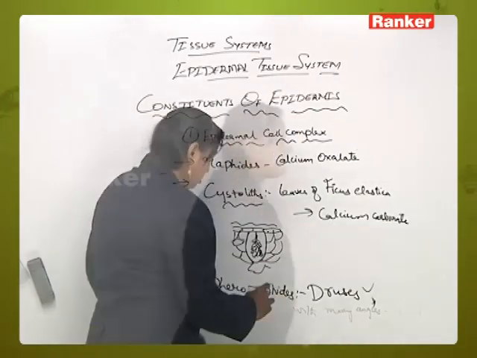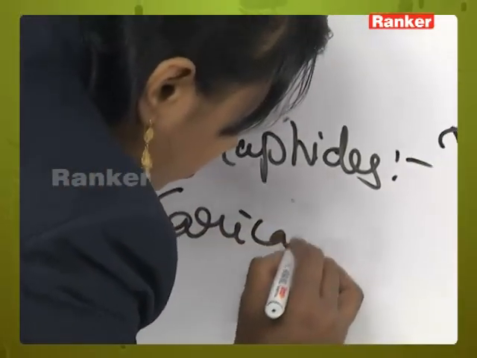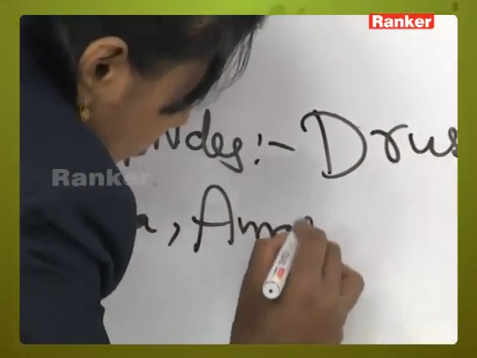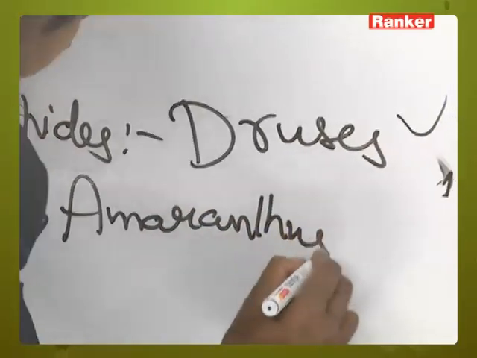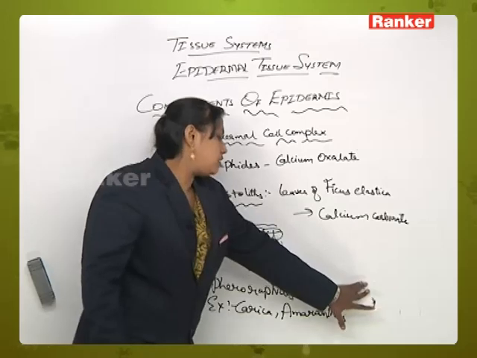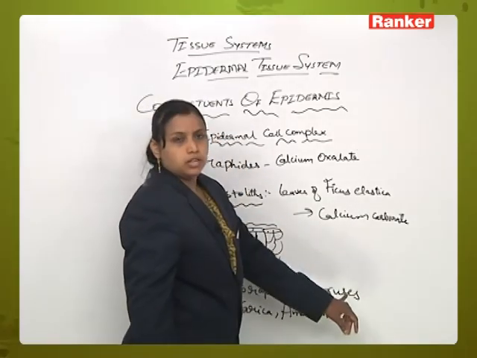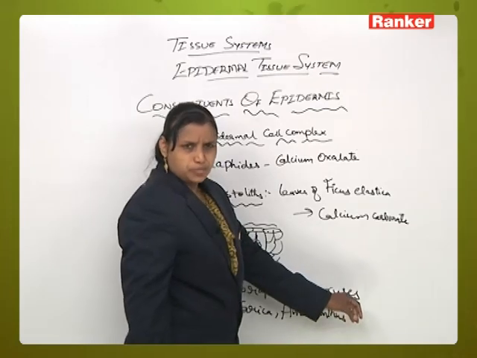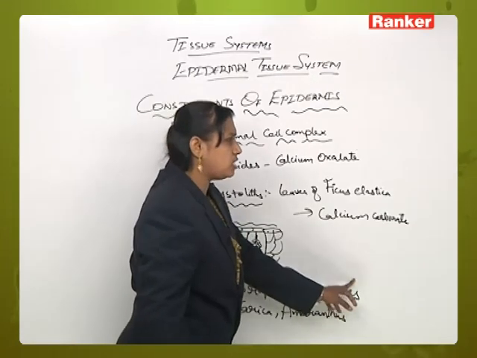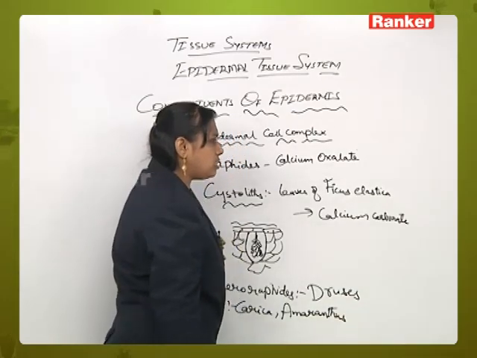Examples for spheroraphides: you may get a question on what druses are. You may get a question on amaranthus: special types of epidermal cells present in amaranthus, what are druses? You may get this type of question.